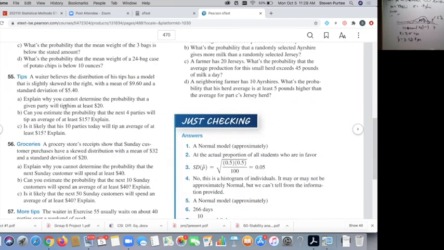So, number 55 here, read the question. This waiter has taken stats before. He thinks that his tip distribution is slightly skewed to the right. His average tip for his population is $9.60, standard deviation of $5.40. Part A, why can we not determine the probability that his next tip is at least $20?